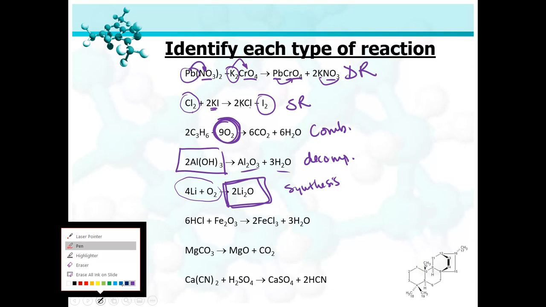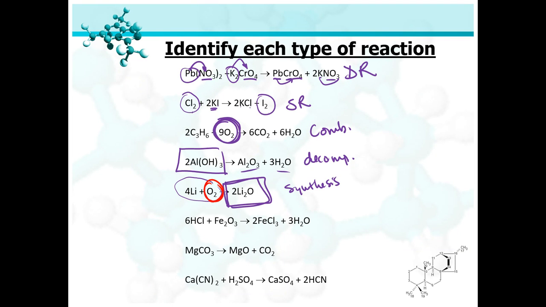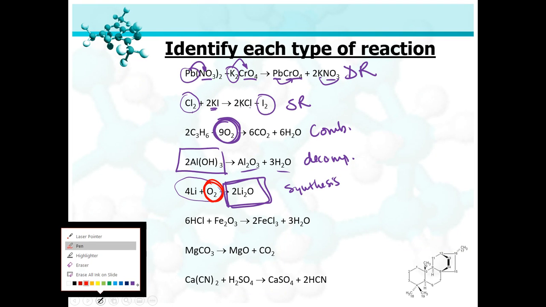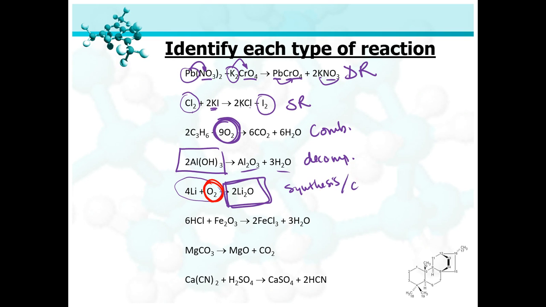But wait, look, there's also oxygen gas in the reactants. That makes this not just synthesis, but also combustion. How about here? I've got HCl and FeO. Ooh, I've got an acid. Does that make this acid base? It doesn't. This isn't a base. So this is simply double replacement.